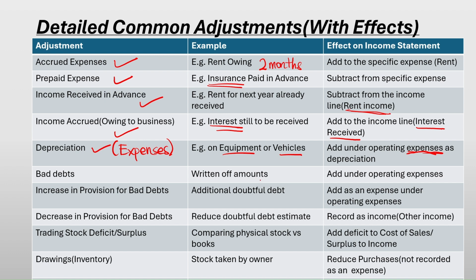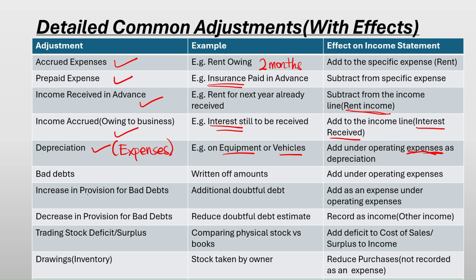So for example, we have written off amounts, so meaning that we know that that person is never going to pay us. So what are you going to do with that amount? We are going to add it under operating expense because we have lost the money. Remember, when that person didn't pay us, but they already took the stock, that's an expense because stock has left our business. So that is definitely an expense. So we're going to write it in our operating expenses as bad debts.